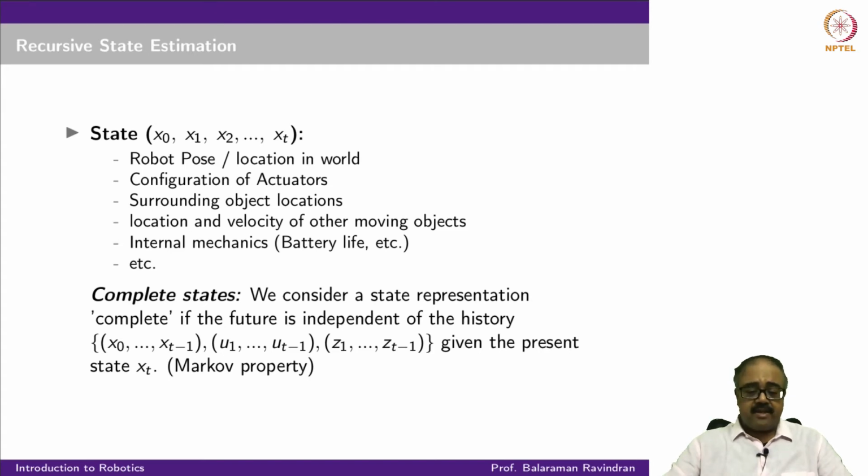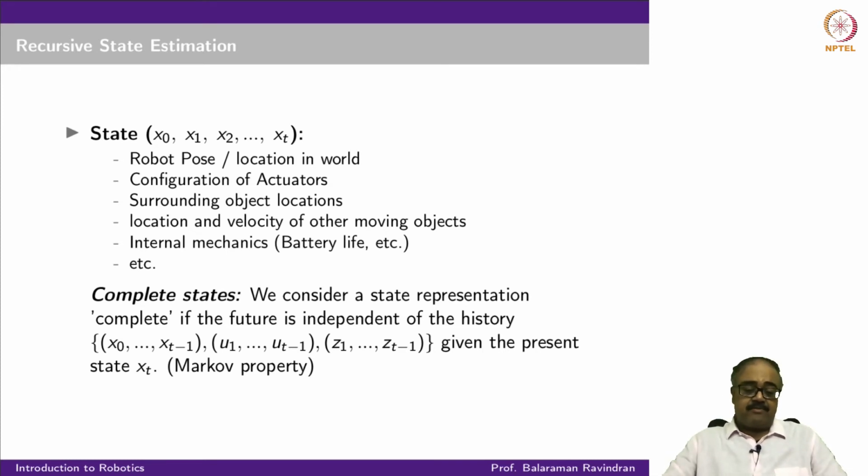So the state consists of many variables. Here I have marked x0 to xt, which is a history of states. So x0 is the state at time 0, x1 is the state at time 1, and x2 is the state at time 2, all the way to xt, which is the state at time t. And so what does each of these x's consist of?